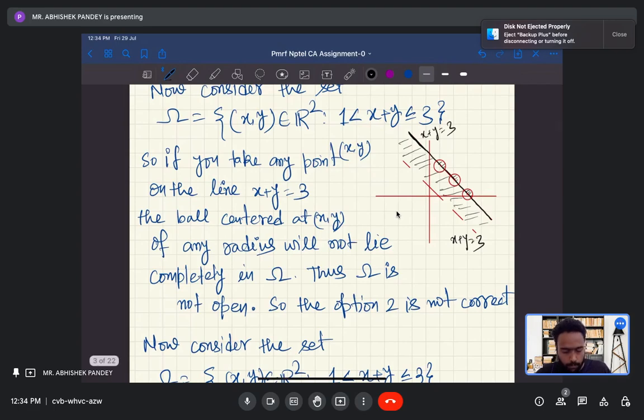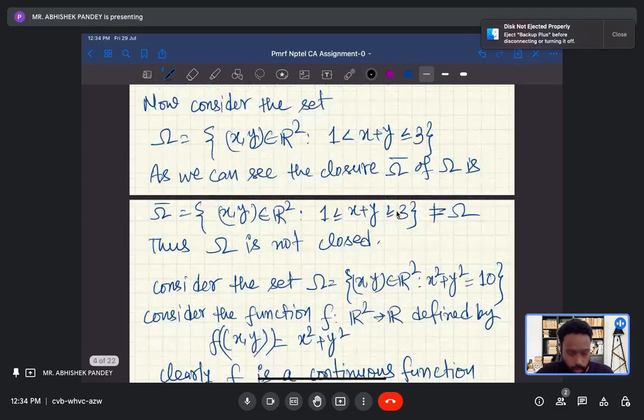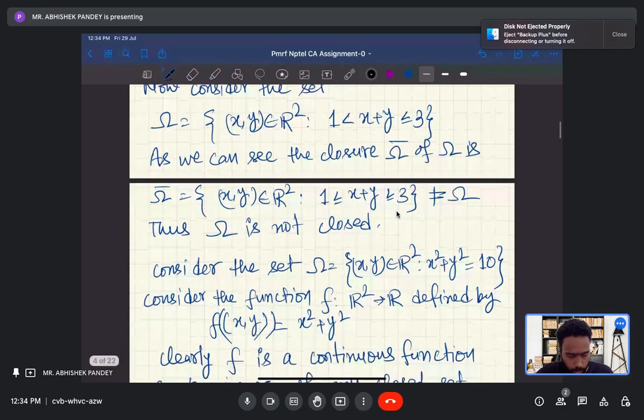Now let us look at the third option. The third option is the same set, and we need to check whether it is closed or not. For closedness, as we know, a set is closed if and only if it is equal to its closure. Now let us look at the closure of the set. The closure of this set is x plus y greater than or equal to 1 and less than or equal to 3, which is not equal to omega. Thus omega is not closed.